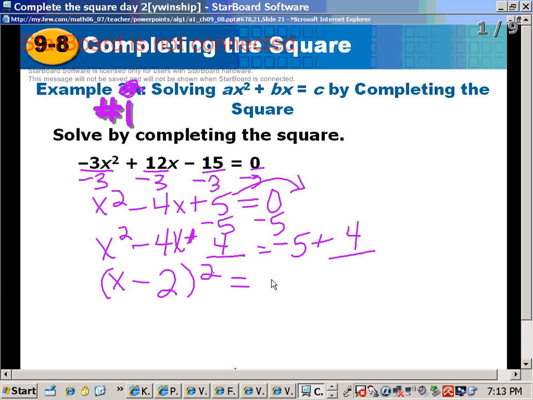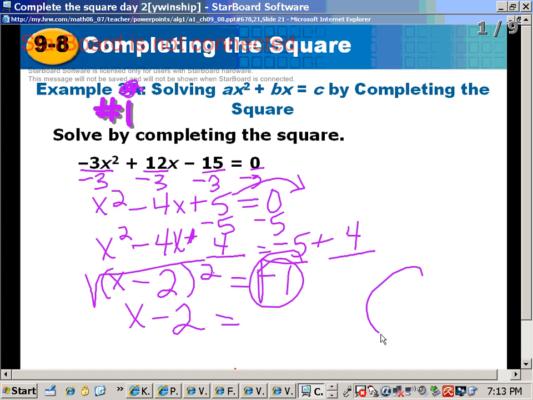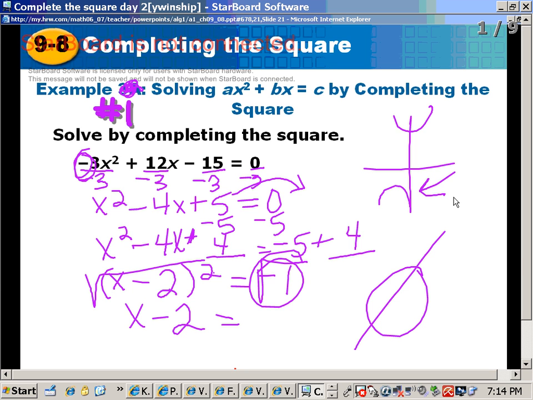On the right-hand side, -5 plus 4 is -1. Then when you take the square root of each side, we have a problem here because we have x minus 2 is equal to the square root of -1. Whenever your problem ends up taking the square root of a negative, the answer is no solution. What this means is this parabola is way up high, pointing up, or way down low and pointing down. Since this is a negative, this particular one is down and pointing down.